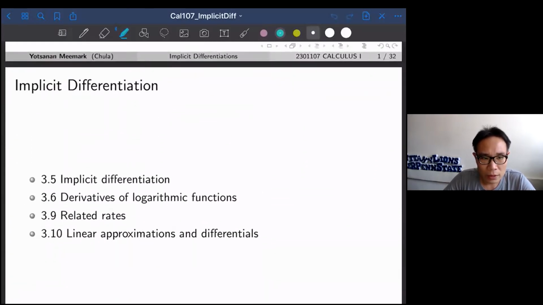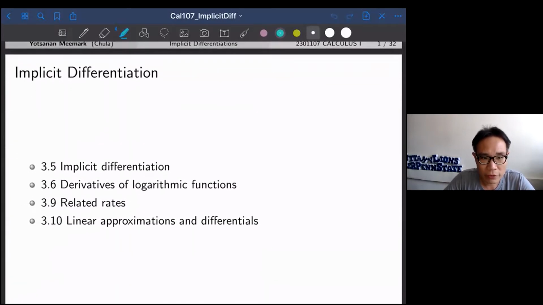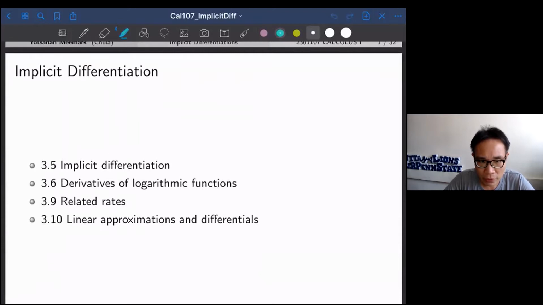So the technique is called implicit differentiation, and the implicit differentiation that we're gonna cover comes from section 3.5 of the book. And after that, we're gonna apply the technique of implicit differentiation in order to find derivative of logarithmic function. And it's gonna be on related rate, and it's gonna be on linear approximation and differential.